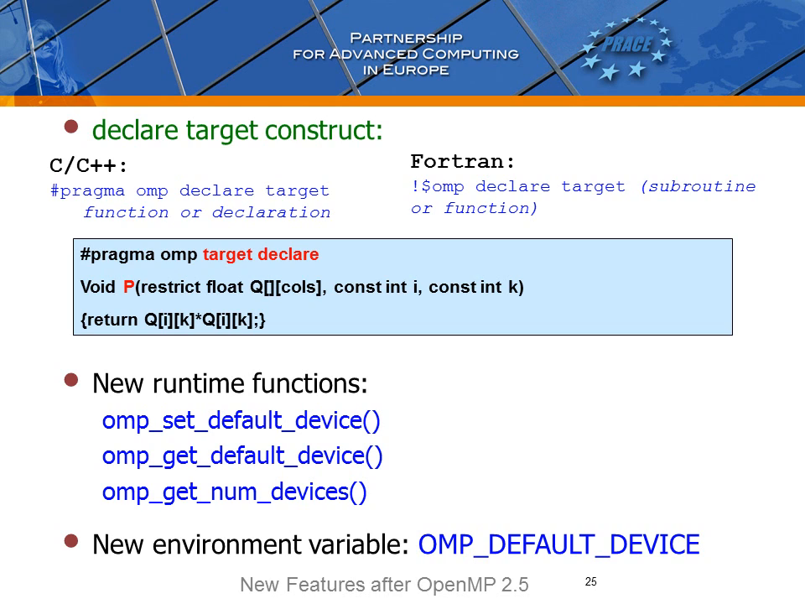The omp_set_default_device routine assigns the value of the default device internal control variable. The omp_get_default_device routine returns the value of the default device internal control variable. The omp_get_num_devices routine returns the number of target devices. The OMP_DEFAULT_DEVICE environment variable sets the device number to use in a target construct by setting the initial value of the default device internal control variable. It must be a non-negative integer value.